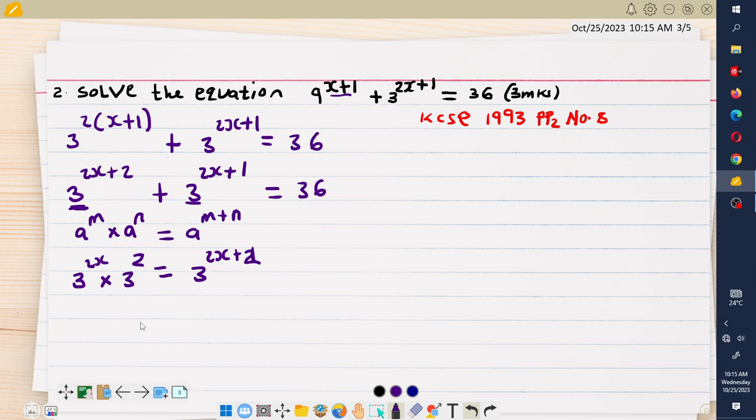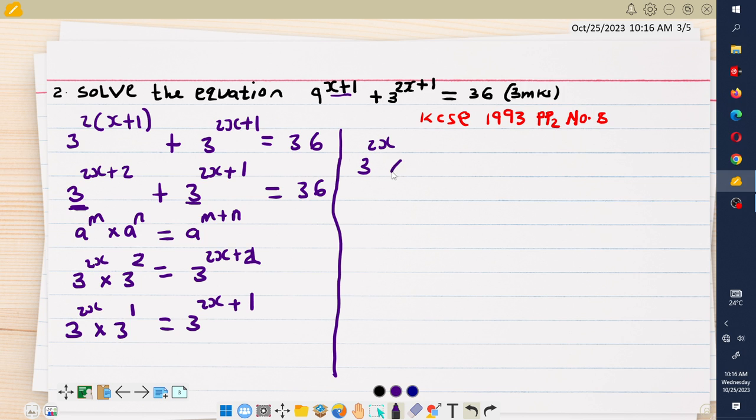I'm also going to reverse this second part. I'm having 3 power 2x plus 1. So initially it was 3 to the power of 2x multiplied by 3 to the power of 1, so that when you multiply, you add the powers to get the final answer. Now if I substitute those values in the original equation, 3 power 2x plus 2 was 3 power 2x multiplied by 3 to the power of 2. Then I add 3 power 2x plus 1, which was 3 power 2x times 3 to the power of 1, and the whole thing is equal to 36.